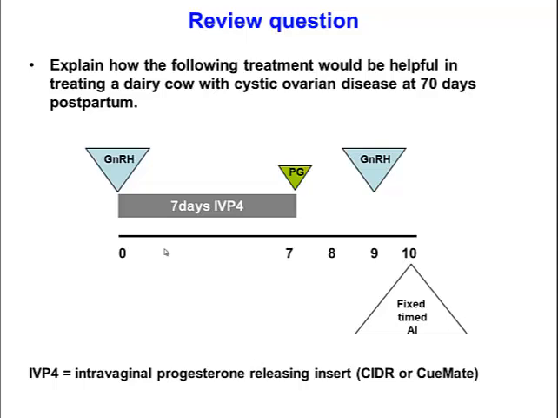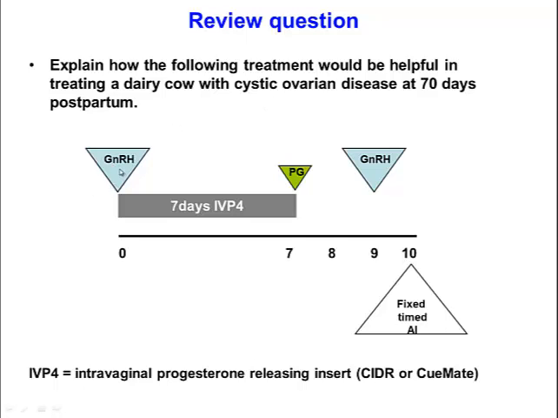How would the following treatment be helpful in a dairy cow with cystic ovarian disease at 70 days postpartum? Well, at 70 days postpartum, the cow has a reduced chance of recovery because she's possibly been cystic for quite a while. It doesn't mean she won't recover, but it means that she'll be harder to treat than a cow that's, say, 30 days postpartum.